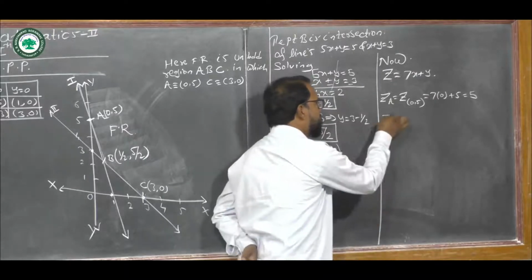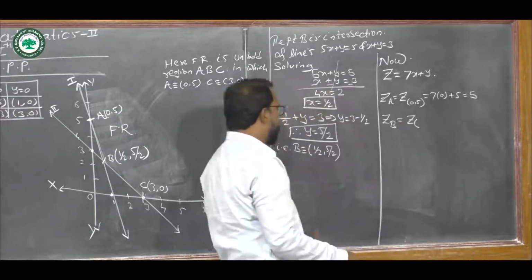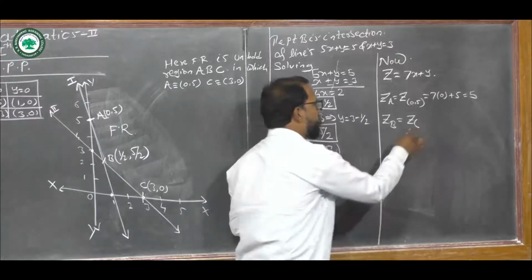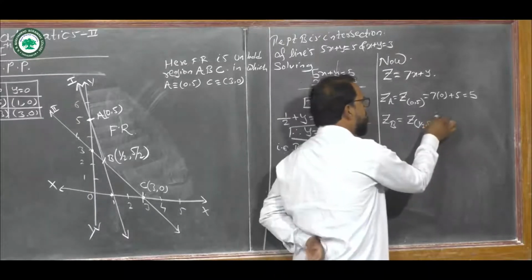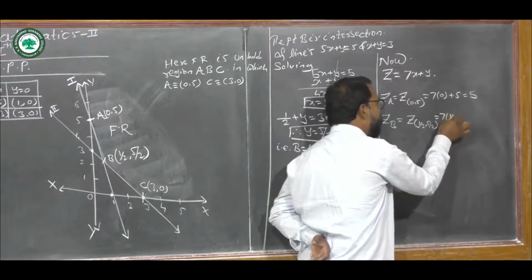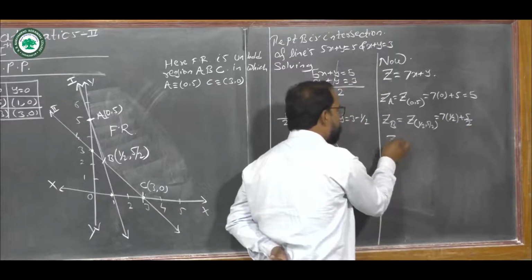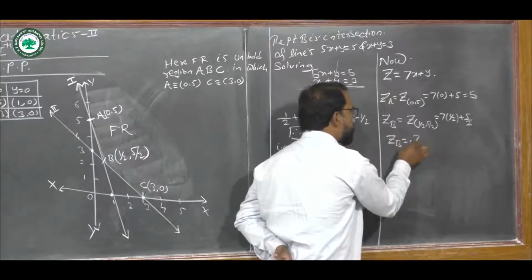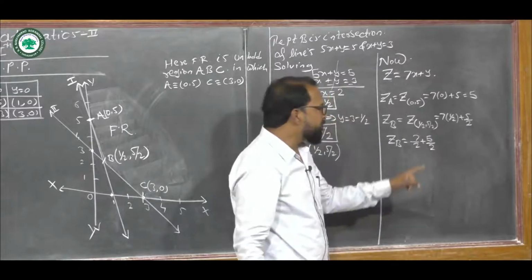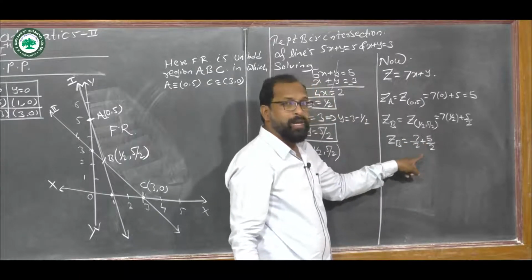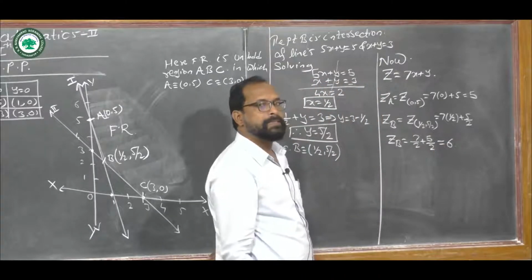Now the next one is Z at B. The coordinates of B are 1/2 and 5/2. So Z at 1/2 and 5/2 gives 7 into 1/2 plus 5/2. So Z at B becomes 7/2 plus 5/2. This becomes 12/2, and 12/2 means 6. So we get Z at B as 6.